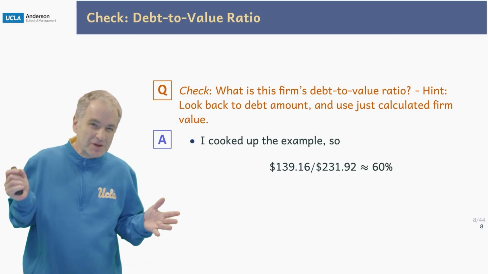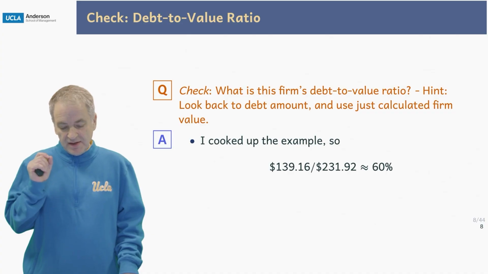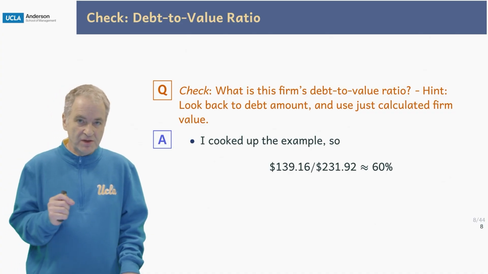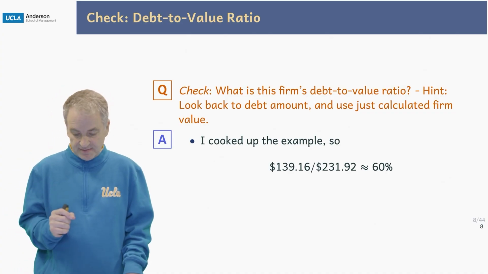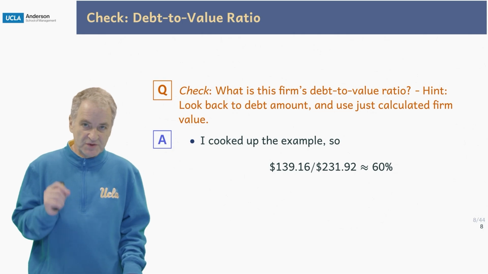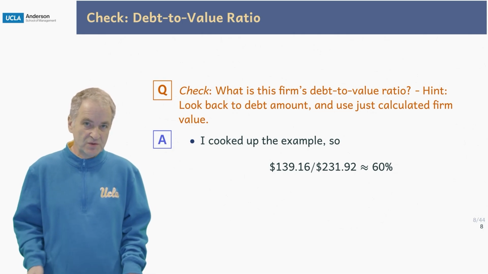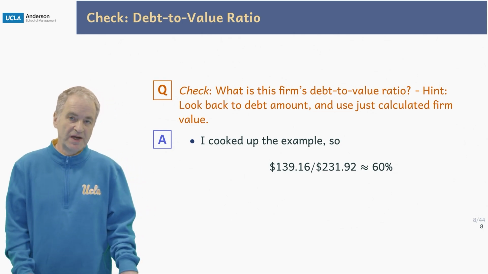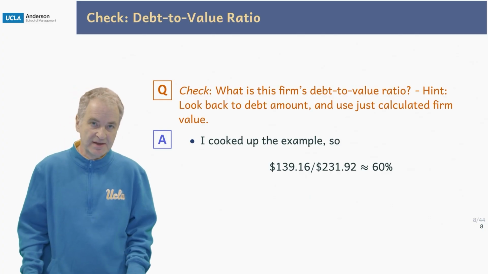Well, I cooked up the example. So the debt amount is going to be $139.16. The total value of the firm is $231.92. So your debt to value ratio is 60%.